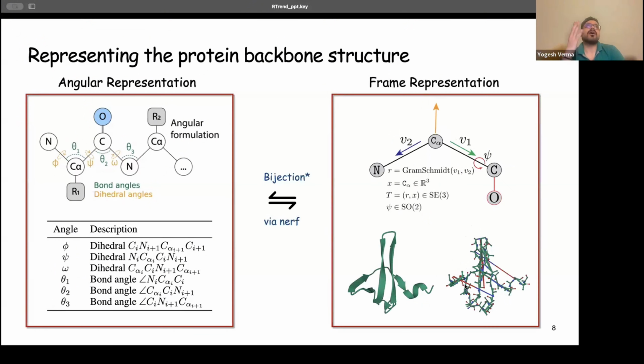It tells you how each residue is relatively oriented and what the translation component is. So it decomposes into two terms: one is the rotation, where it is rotated or aligned with respect to the origin, and also how far it is located. And there is a bijection between the angular representation and the frame representation, because using the angular one you can get the Cartesian coordinates of the protein structure back, and from that you can construct the frame representation. So they work interchangeably via the neural reconstruction frame algorithm by NF.